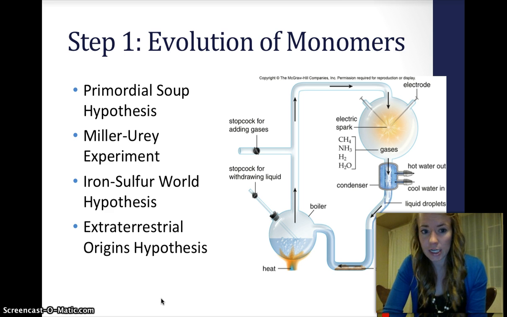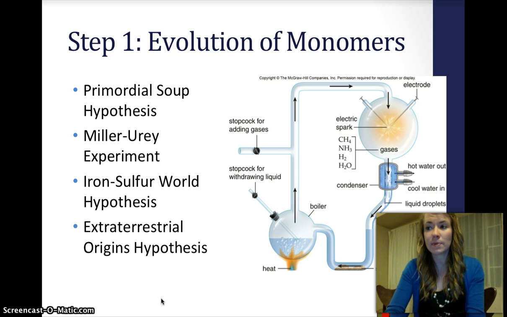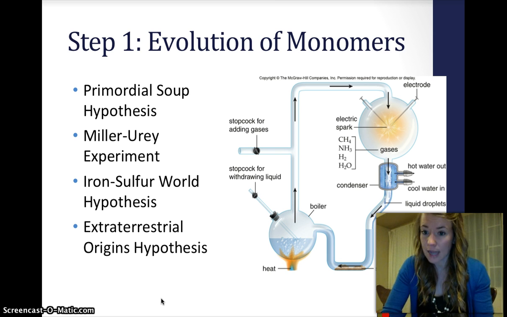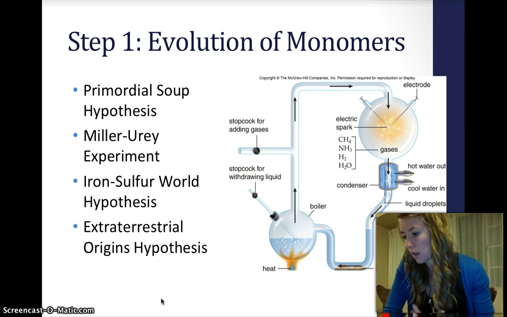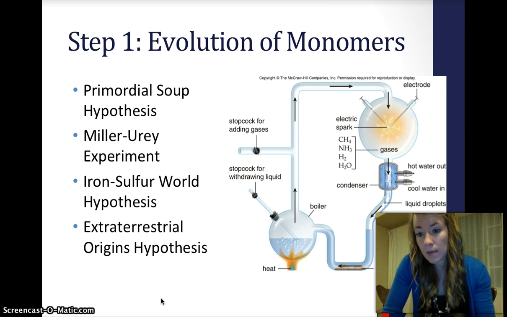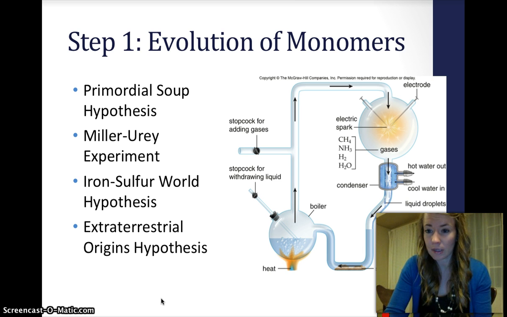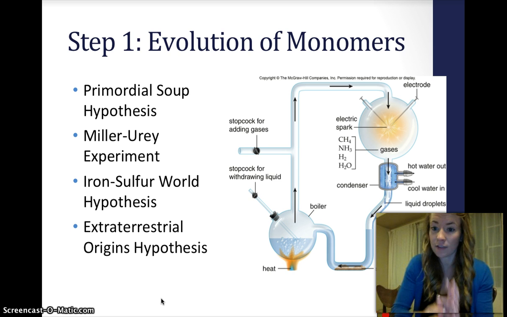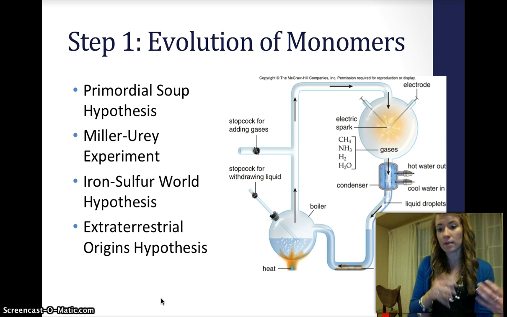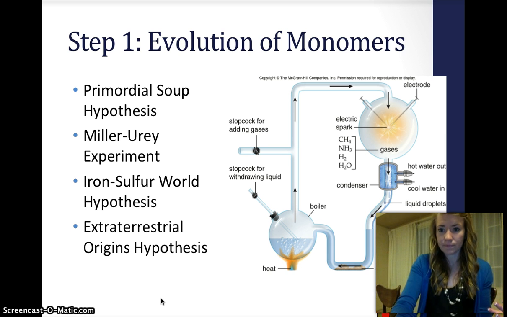The last theory about the evolution of monomers is the extraterrestrial origins hypothesis, and it has been found that on meteorites that have hit the Earth, they have found organic molecules. And so some people hypothesize that that's where we got the molecules from. They came over on a meteorite. And some people even believe that bacteria evolved on a different planet and they got brought here on a meteorite, and that's where life started from.